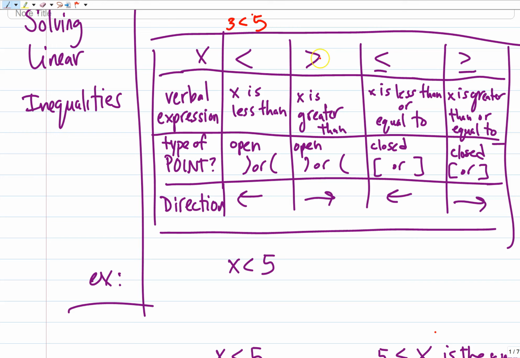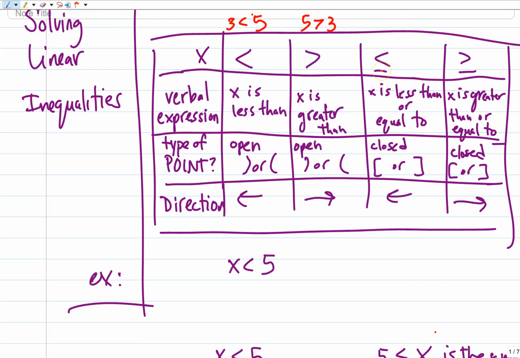Same thing here when I do greater than. I could switch that and say 5 is greater than 3. Those two statements basically say the same thing. 3 is less than 5, 5 is greater than 3 says the same thing. So keep that in mind, because sometimes we keep the x on the left side, sometimes it ends up going to the right side. And so in that situation, we need to be able to read it. We always basically solve it or make statements of it regarding x.